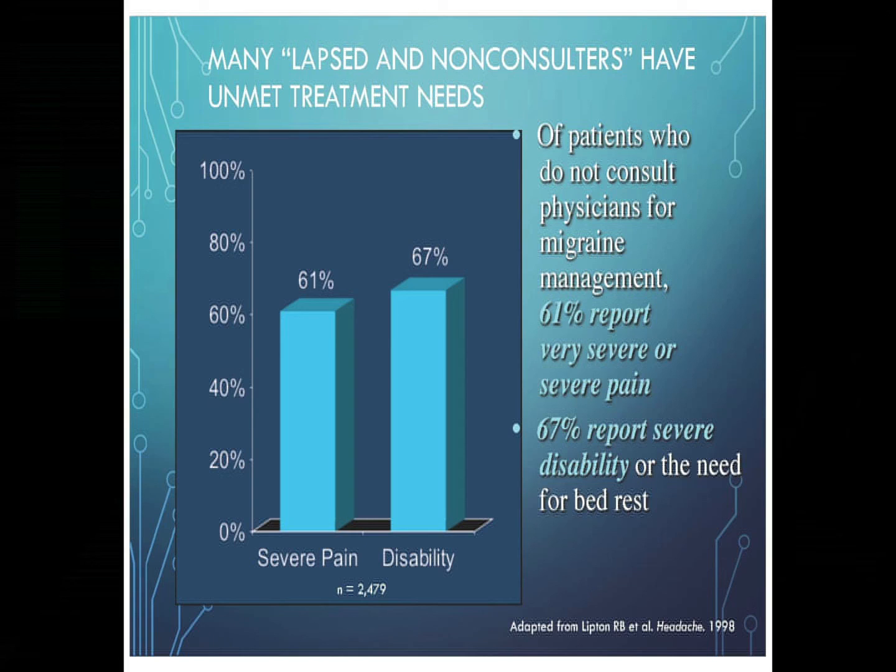61% of them have severe pain, and 2/3 of them have severe disability, often defined as the need for bed rest. So this is a model that's broken, because we shouldn't be having people do this when we have the treatments available for patients and when we really need to engage them in what for most of them will be chronic disease or chronic illness.